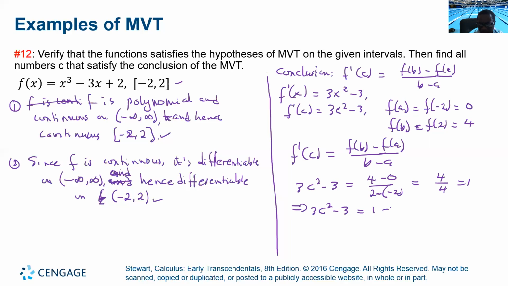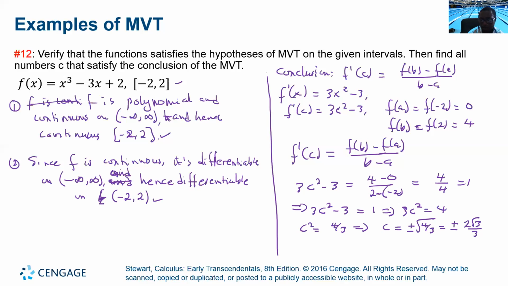And then that gives us what? 3c squared is equal to 4, and then c squared is equal to 4 over 3. So that implies that c is equal to plus or minus the square root of 4 over 3, which will give us plus or minus 2 root 3 over 3, which is in the interval given.